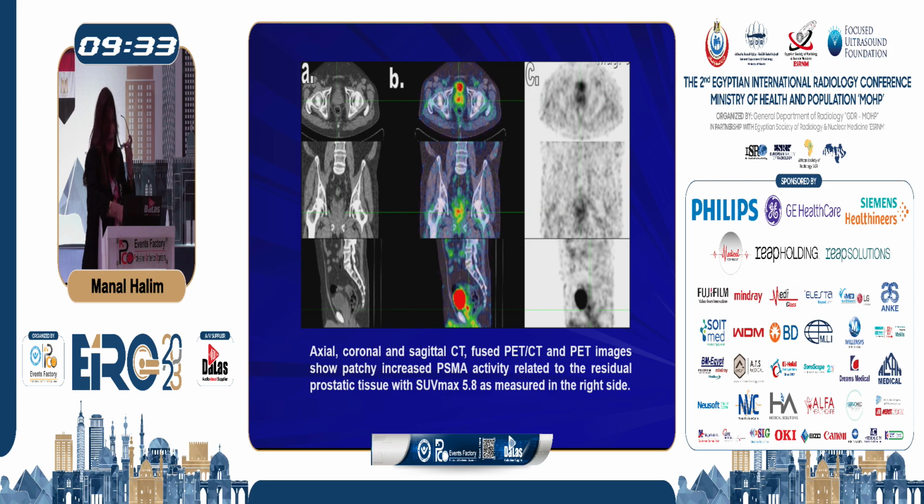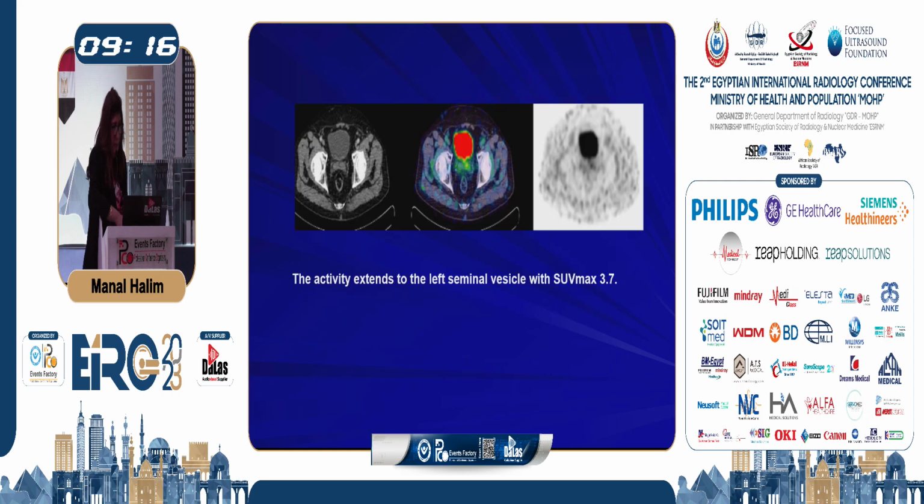And this way, it revealed a patchy increase in the PSMA activity related to the residual prostatic tissue with SUV maximum of 5.8 measured in the right side. And continuing in the pelvis, we can find as well that the uptake is taken by the left seminal vesicle with SUV maximum 3.7.